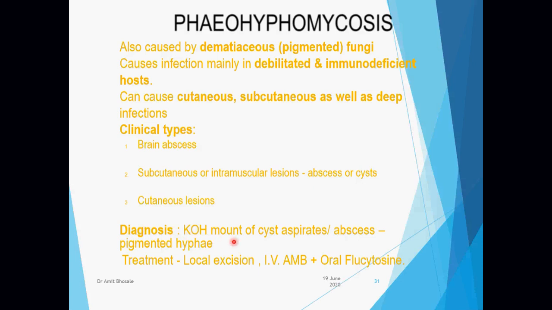Diagnosis is mainly by KOH mount of the cyst aspirates or abscess; pigmented hyphae can be seen in the KOH mount. Why pigmented? Because the lesion is caused by dematiaceous fungus, which is a black colored pigmented fungus. Treatment is local excision, intravenous amphotericin B, and oral flucytosine.